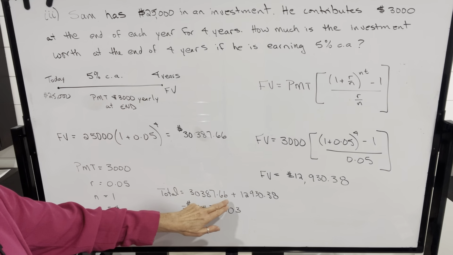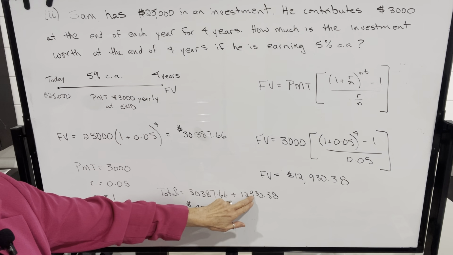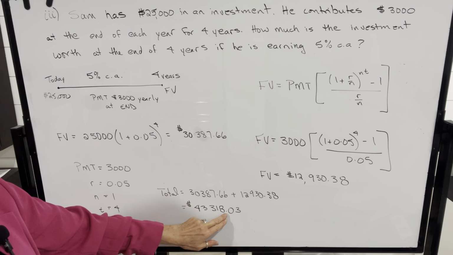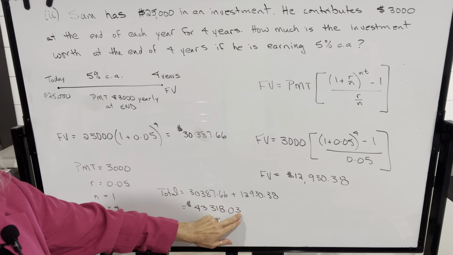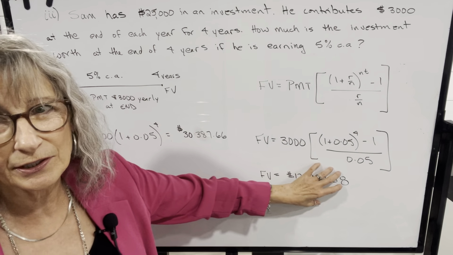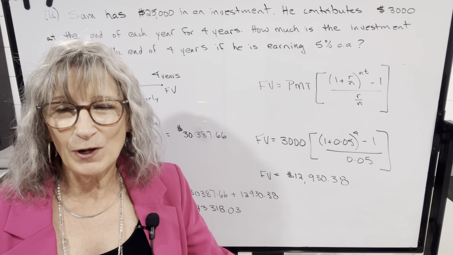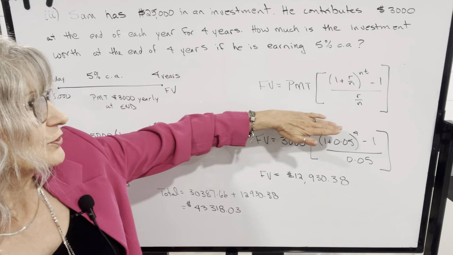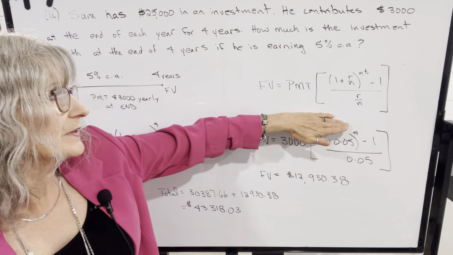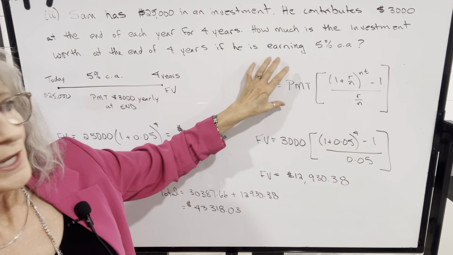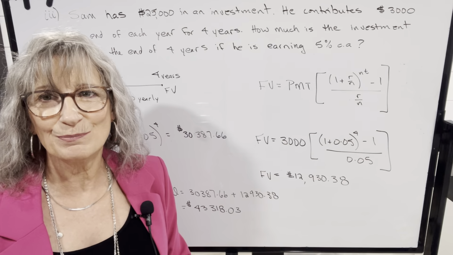To find the total future value, I add those two amounts, and I get $43,318.03. If you were just to add these two values on your calculator, you would get $43,318.04. However, I kept the actual values on my calculator. I wrote them down, rounded off, but I didn't round anything off while I'm doing calculations. Now let's use this same formula, and this time we're going to know the future value, and we're going to calculate what the payment needs to be.